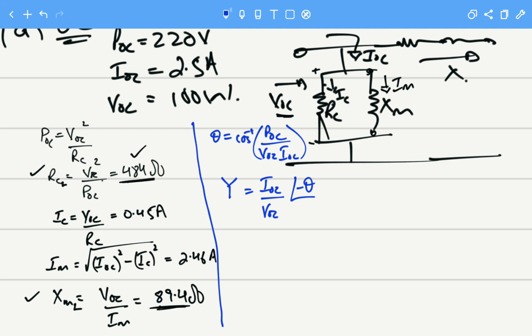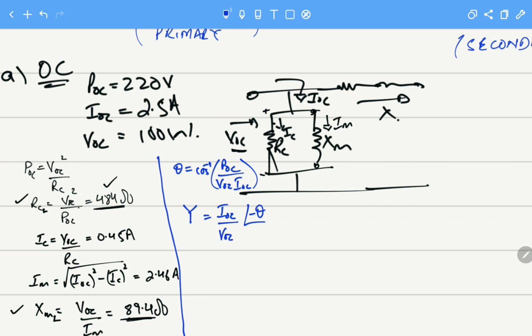So for example, here we have all the values given, and we put these values here, and for the theta we will get 79.52. The admittance value will then be, we have IOC that is 2.5 ampere, VOC 220 volts, and we perform this, we will get 0.0113 angle minus 79.52.